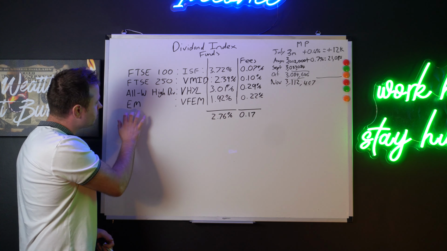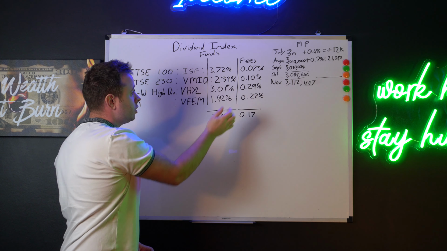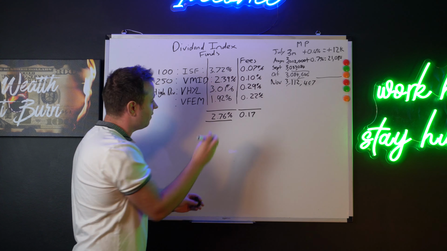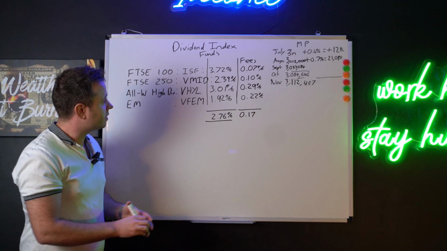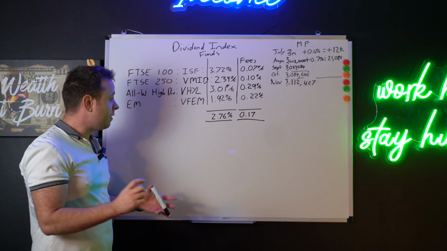I mean, if you want some emerging markets exposure, you've got VFEM, which is 1.92%. So if you were to hold all of these, it's an average of 2.76% on the dividends, and a fee ratio of 0.17%, so very, very low fees.